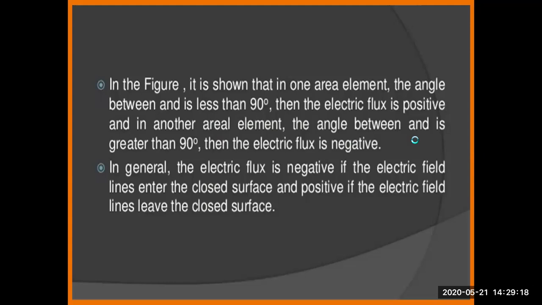In the figure, it is shown that in one area element, the angle between the field and the area vector is less than 90 degrees, so the electric flux is positive. In another area element, the angle is greater than 90 degrees, so the electric flux is negative. In general, the electric flux is negative if the electric field lines enter the closed surface, and positive if the electric field lines leave the closed surface.